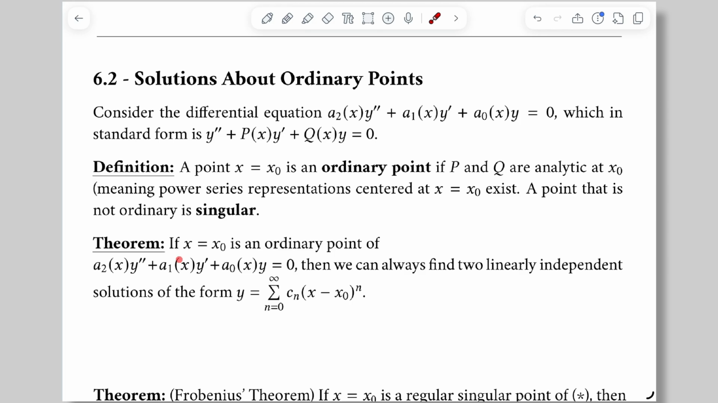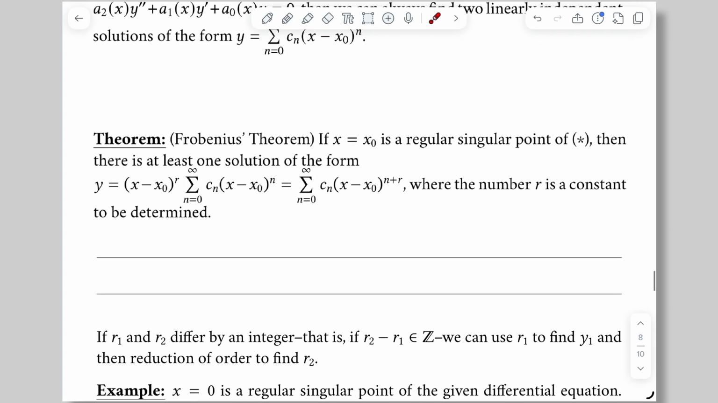In a previous lesson, we saw if x equals x0 is an ordinary point of the types of differential equations that we're looking at, then we can always find two linearly independent solutions in the form of a power series. In this lesson, we saw if x equals x0 is a regular singular point, then we have at least one solution that's in the form of a power series.